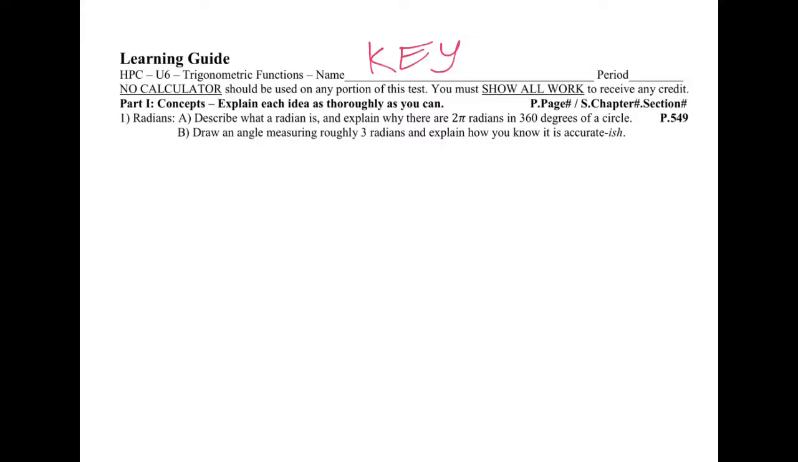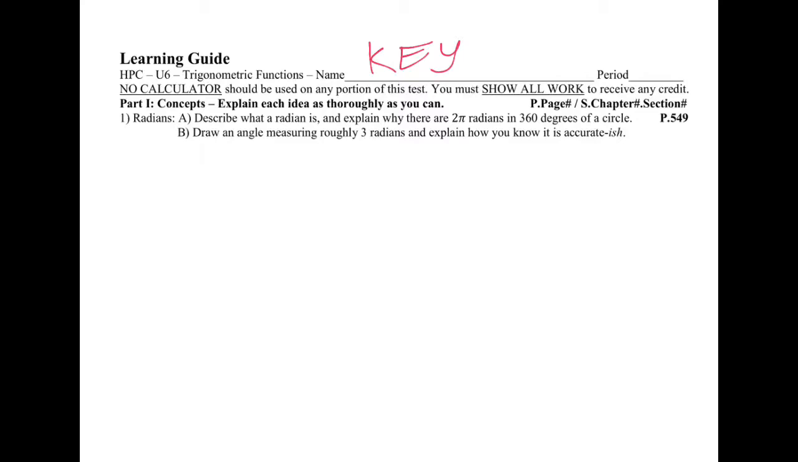Alright, learning guide problem number 1, talking about radians. Describe what a radian is, explain why there are 2 pi radians in 360 degrees of a circle, and then draw an angle measuring roughly 3 radians, and explain how we know it is accurate-ish.